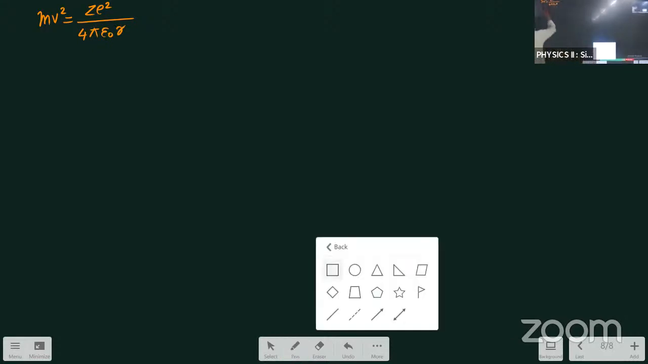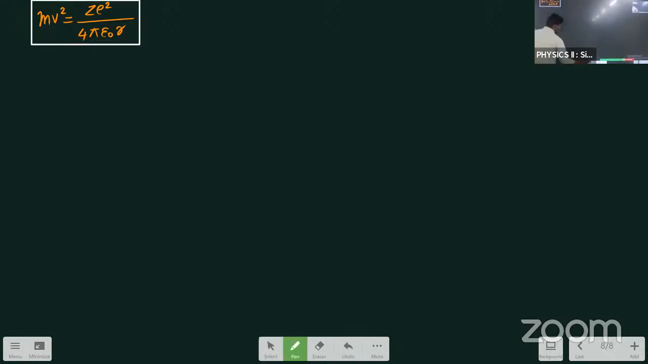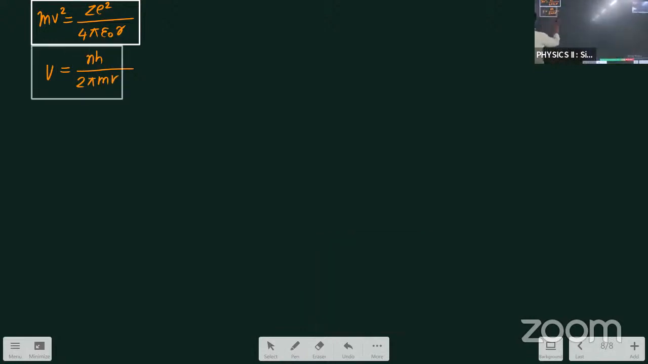mv square is equal to Ze square divided by 4 pi epsilon naught into R. This was the one equation we got initially. What was the second expression we got? The second expression was v is equal to nh divided by 2 pi mR. This was the second expression we are supposed to remember for obtaining the expression for energy.